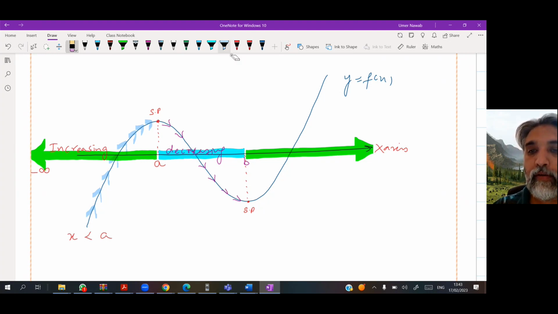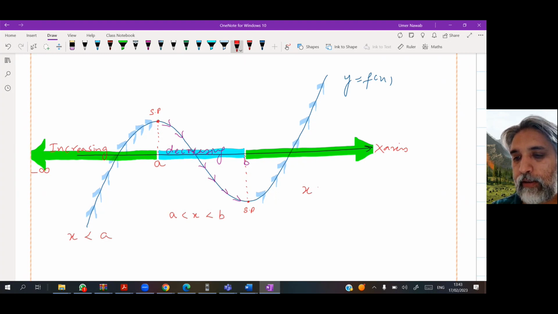The function is decreasing between a and b. And then again, you see your function starts increasing after b. So for x greater than b, the function is showing an increasing behavior. This is the application of differentiation: without sketching, you can tell when the function is increasing.